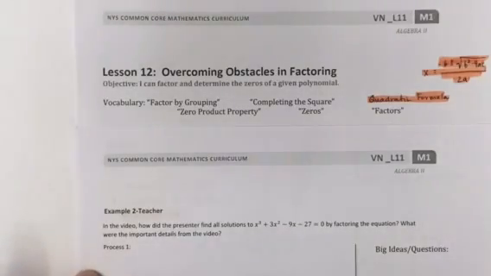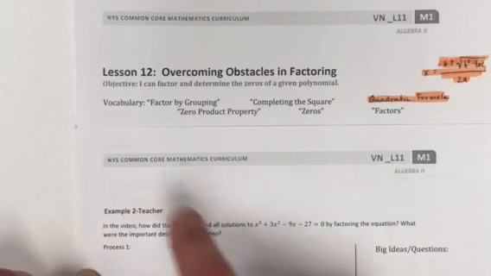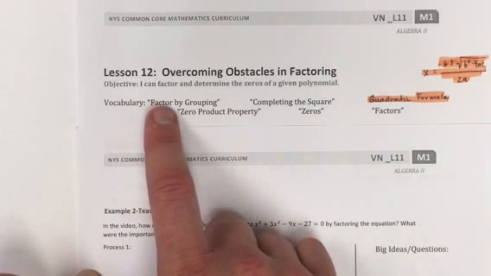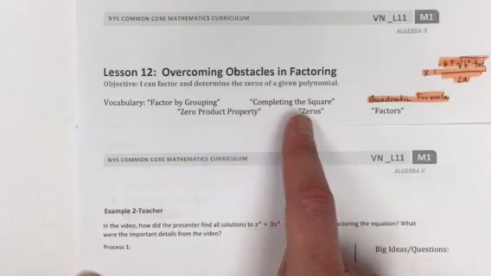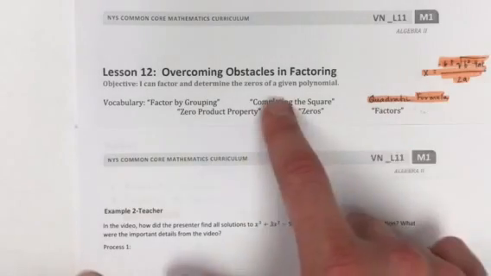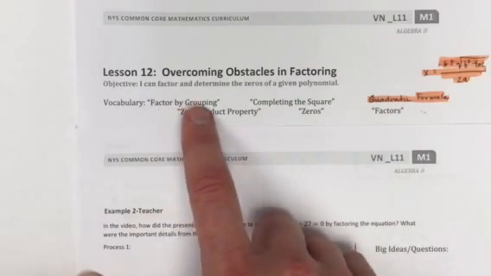Okay, continuing our video on obstacles in factoring. We have this idea of factor by grouping, zero product property, completing the square, which was talked about in the last video, zeros, quadratic formula. We're going to focus mostly on this factoring by grouping.